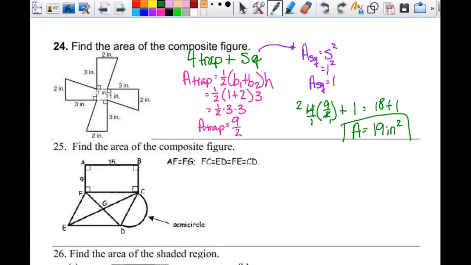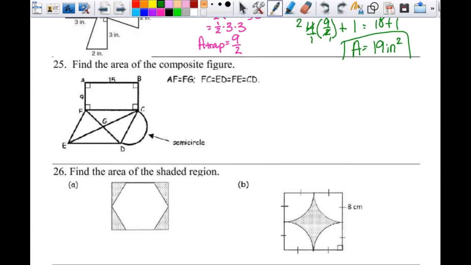All right. So now on this one, we're going to find the area of the composite figure. So my plan is to have the area of a rectangle plus the area of a parallelogram plus half the area of a circle.